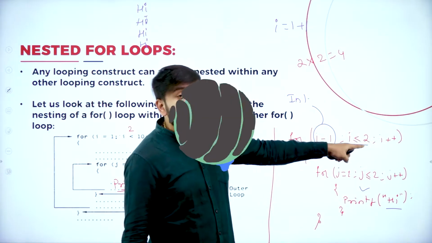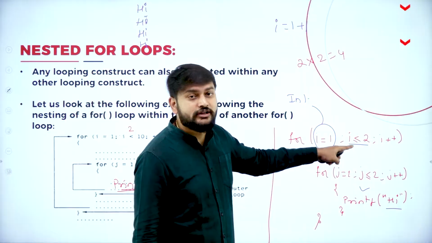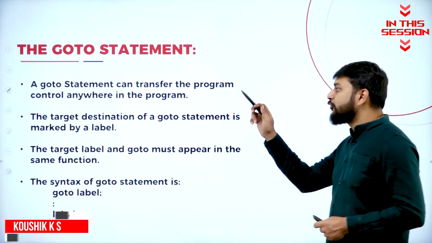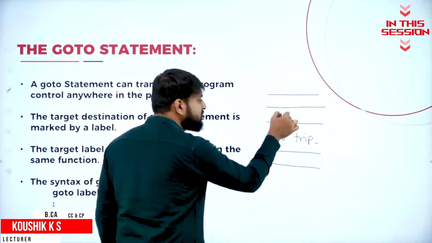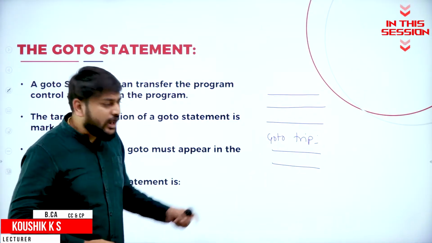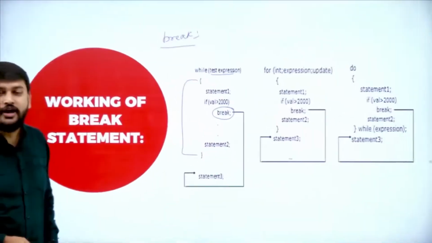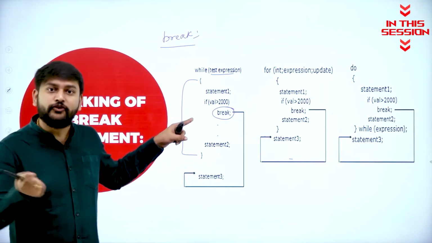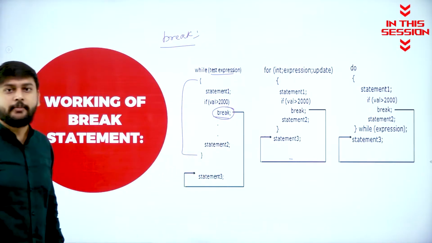So now i value is also incremented. I value is 3, so it will come and check the condition. The goto statement can transfer the program control anywhere in the program. What is this lines you are writing, sir? Lines in the sense the program code. Imagine whatever the code that I have written, that you want to perform in this loop. Before you complete that, whenever you encounter this break, you are coming out.